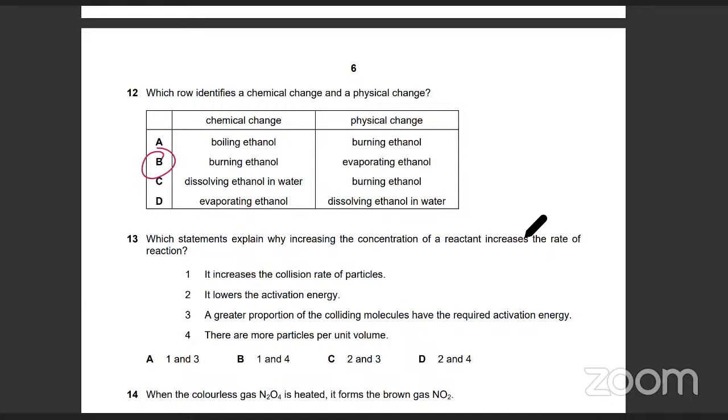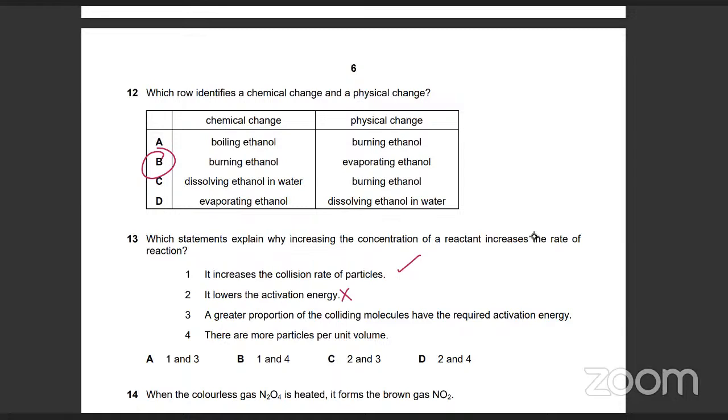B. It increases the collisions. Yeah, particles gain energy, so they travel faster. It does not lower the activation energy. What lowers the activation energy, by the way? The temperature, I think. The activation energy is the minimum energy that is needed to start a reaction, and that is only affected by a catalyst.